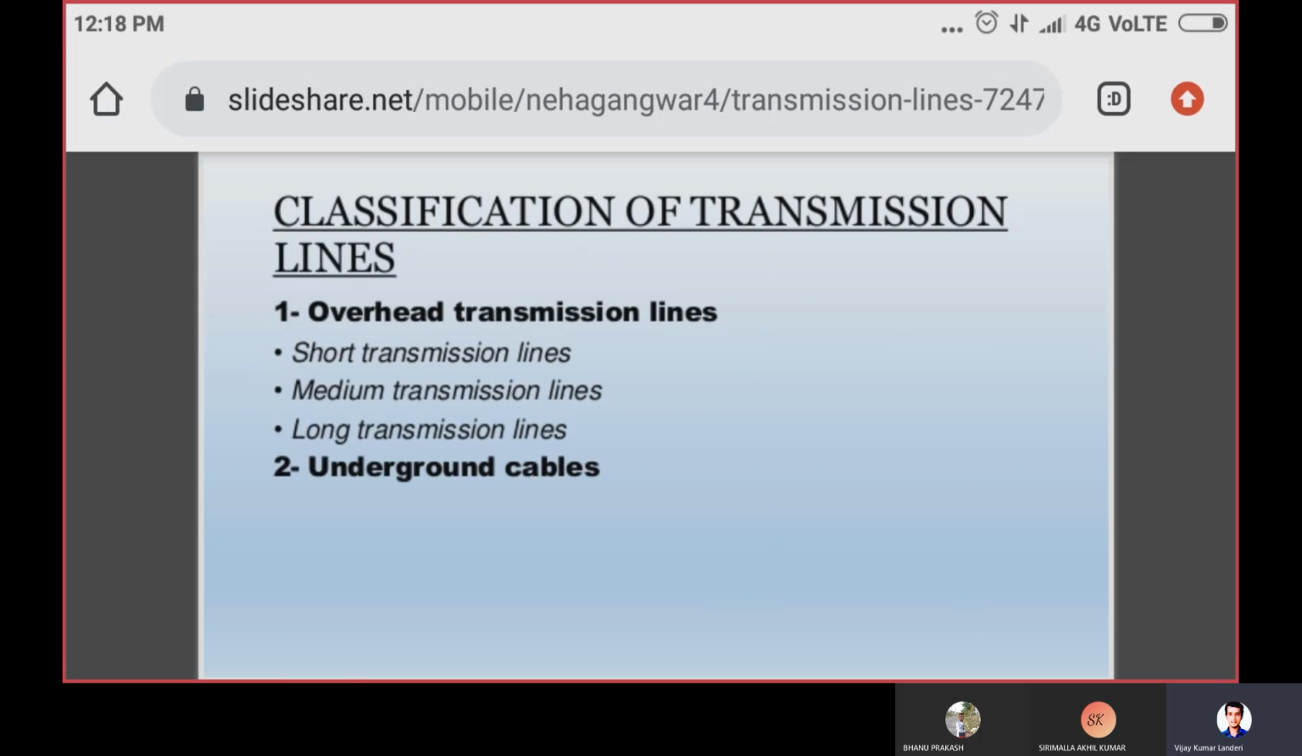Now, how do we classify the transmission lines? First is the overhead transmission lines, in which the three types are short transmission lines, medium transmission lines, as well as long transmission lines. And the second is the underground cables.